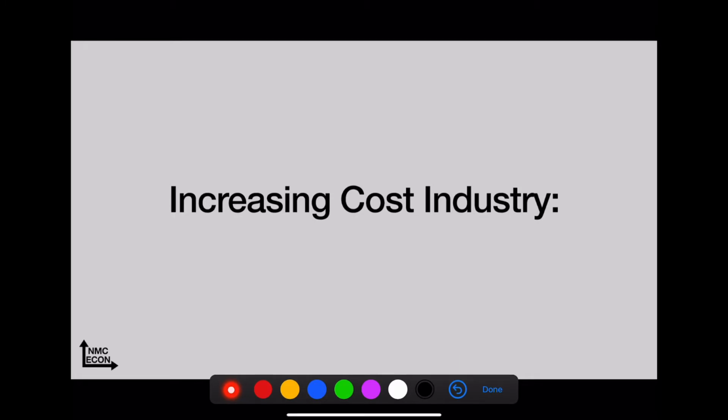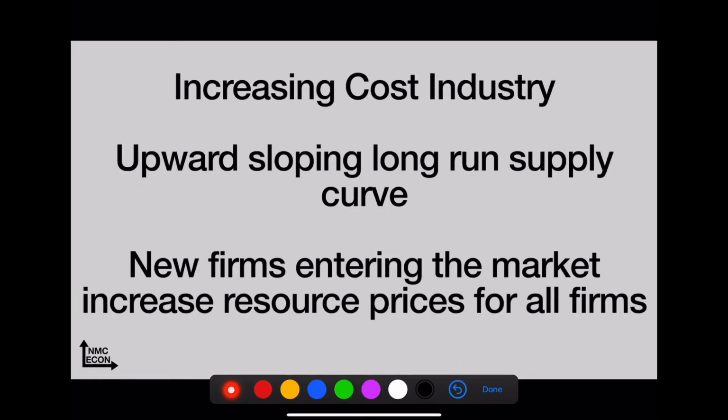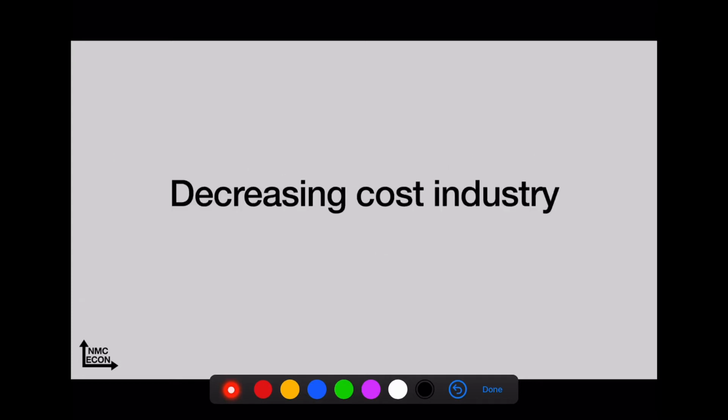Increasing cost industries, though, are different. Here we have an upward sloping long run supply curve, and new firms entering the market actually increase the resource prices for all firms. There's upward pressure on the prices for those. Maybe this is something like lots of new manufacturing companies are hiring engineers, and then engineers can demand higher salaries. Again, increasing the costs in the whole industry.